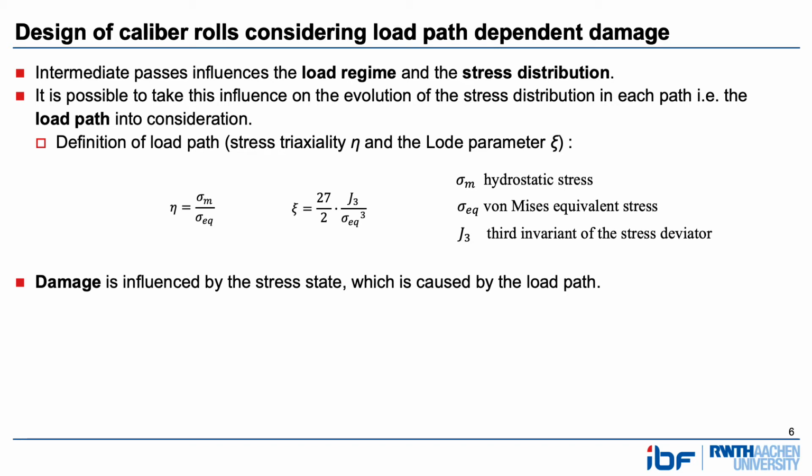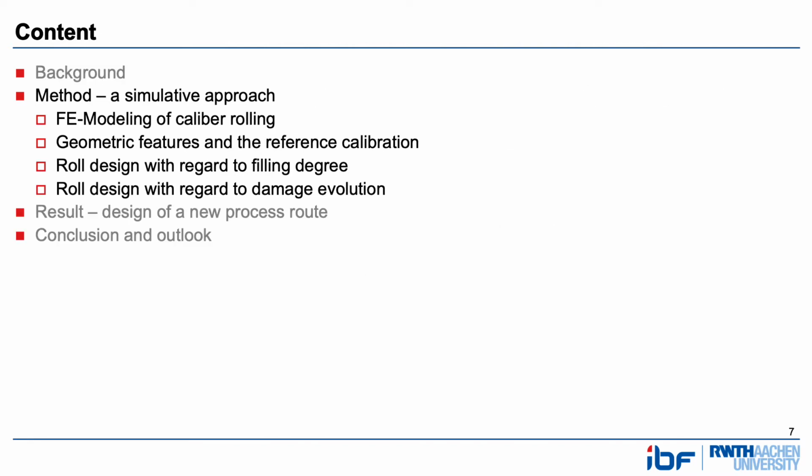So not only the filling degree in each pass, but also the damage level can be optimized by altering geometric features of the caliber roll profile in the design stage. In this way, I will introduce you to an approach which is purely simulative, to optimize routes of caliber rolling for not only the filling degree but also the damage evolution by changing intermediate geometries.